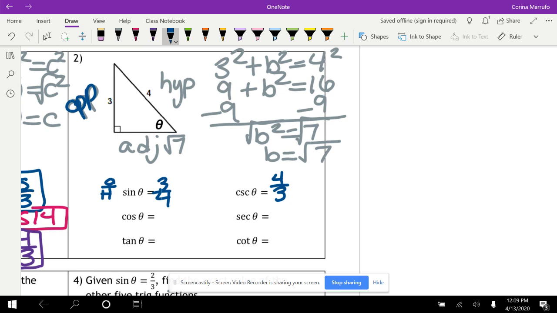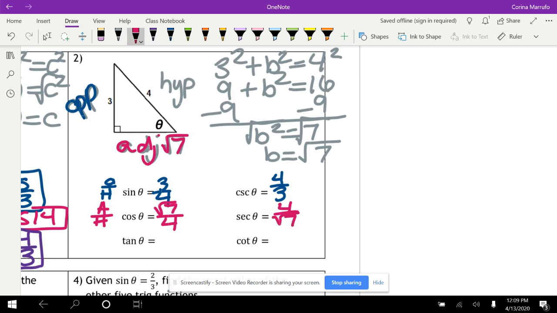All right, next is going to be our cosine. So our cosine is going to be adjacent over hypotenuse. And our adjacent side we said was the square root of 7. So here it's going to be the square root of 7 over our hypotenuse, which is 4. And for our reciprocal function, we are going to have to flip that around, and it's going to become 4 over the square root of 7.